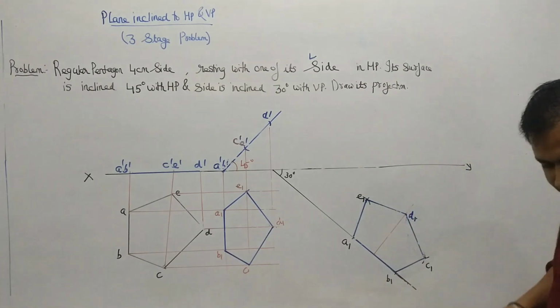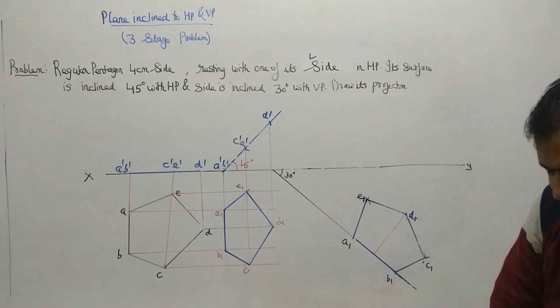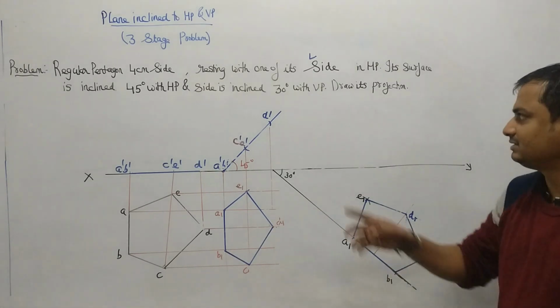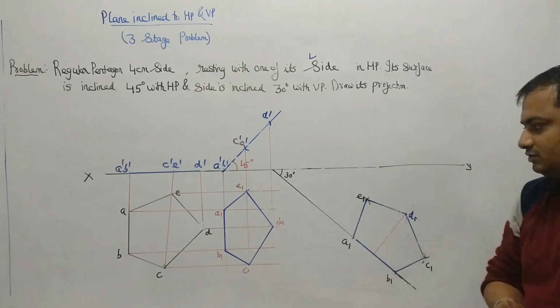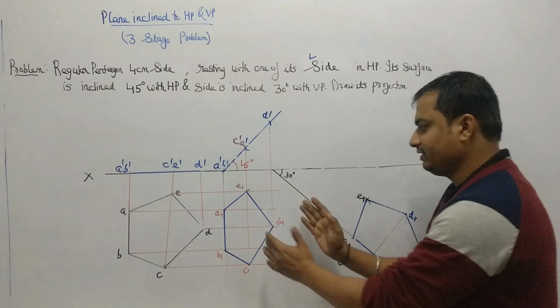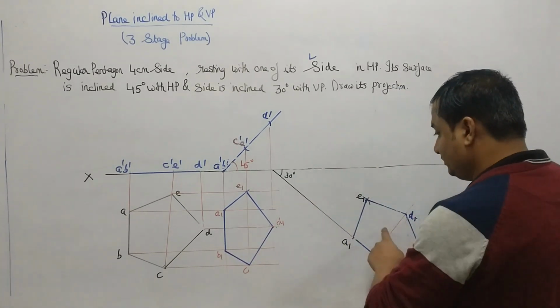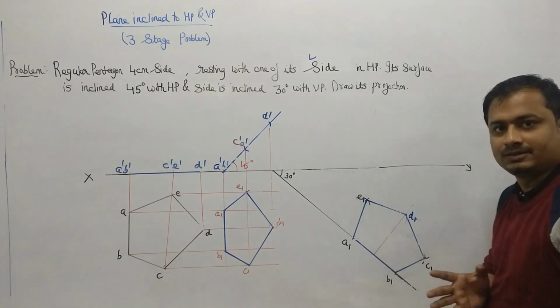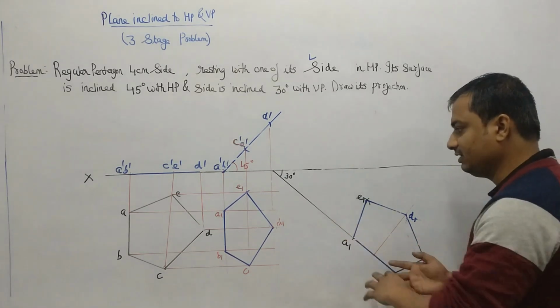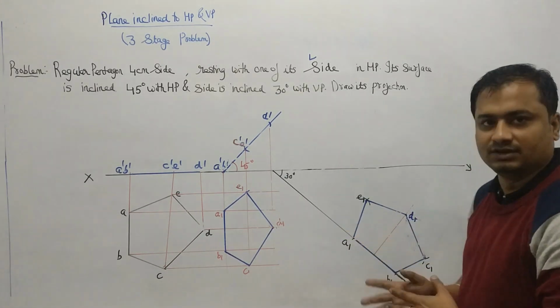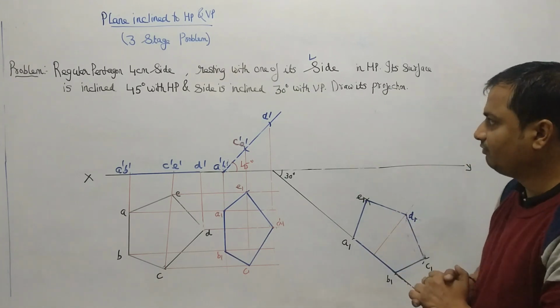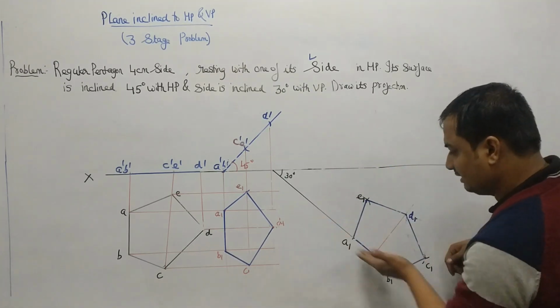So this is my top view of the pentagon when the side is inclined 30 degree with the VP. What I have done is simply regenerated this figure on this line. So the shape of both the figures will be the same. There should not be any change in the shape and the dimensions of both the figures. So this is my top view when this side is inclined with the VP.